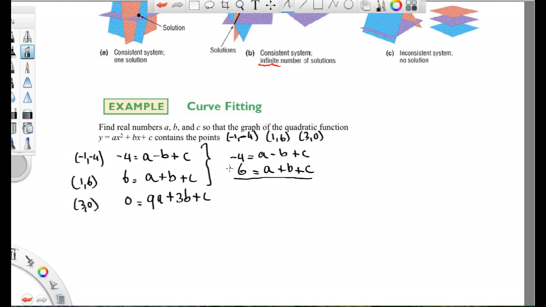So -4 plus 6 is 2. 1a plus 1a is 2a. Negative b plus b cancels, and 1 plus 1 is 2. And then actually I can make this even a little bit easier. I could write this as 1 equals a plus c. Okay. Well, if a plus c is 1, we can use that here in a minute.